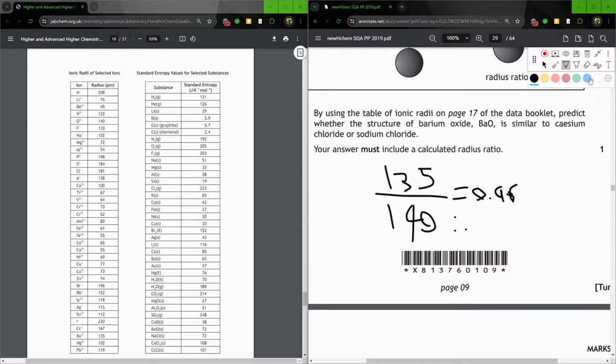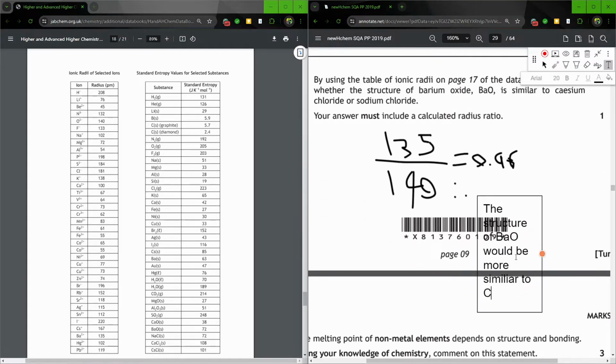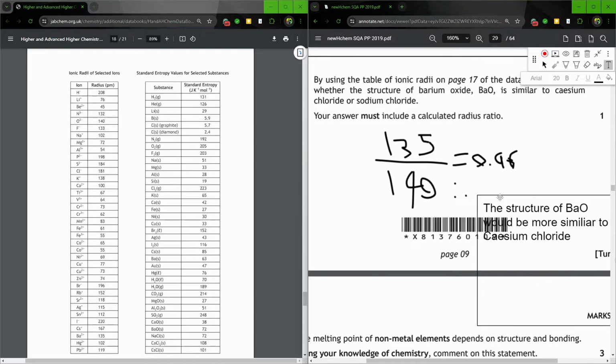So therefore, the structure of the barium oxide would be more similar to cesium chloride, and there we go.